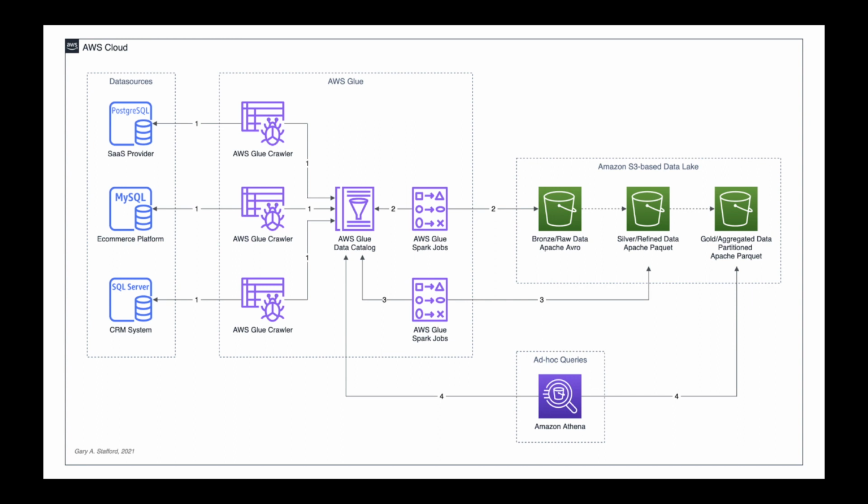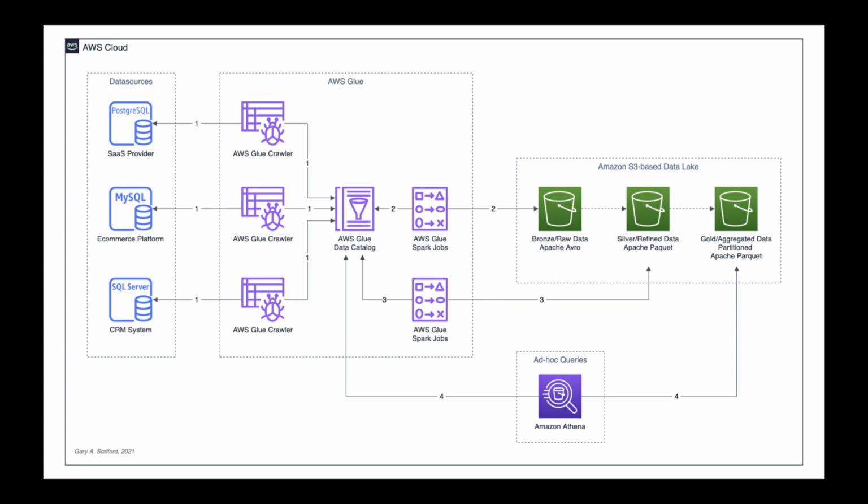In step 3, we will cleanse, augment, and prepare the data for data analytics, again using a series of AWS Glue jobs based on Apache Spark. The data will be written to a refined or silver area of our data lake in Apache Parquet format. Parquet is a columnar format commonly used to store data in a data lake.